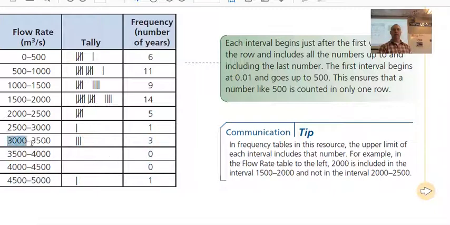Okay, so it's this flow rate. These were floods, and this was a flood. So we can kind of clearly see in this table that when the flow rate gets over 3,000 cubic meters a second, we're going to have a problem.